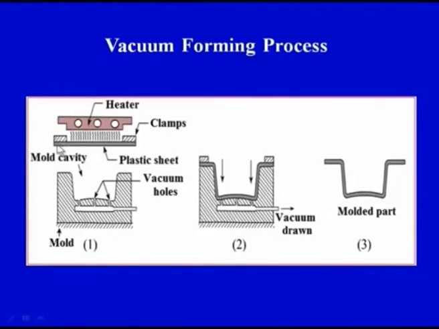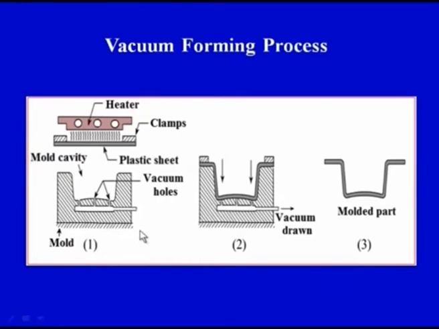So there are 2-3 stages only. Stage 1 is the heating stage, in which the plastic sheet is heated by the heaters. Stage 2, where the vacuum is drawn or applied and the sheet conforms to the shape of the mold cavity, and the third stage is the drawing out of the molded part from the mold. So basically the vacuum forming process is completed in 3 stages in totality. So the first stage is heating, second stage is forming, and third stage is cooling, and the final ejection of the final product from the mold cavity.